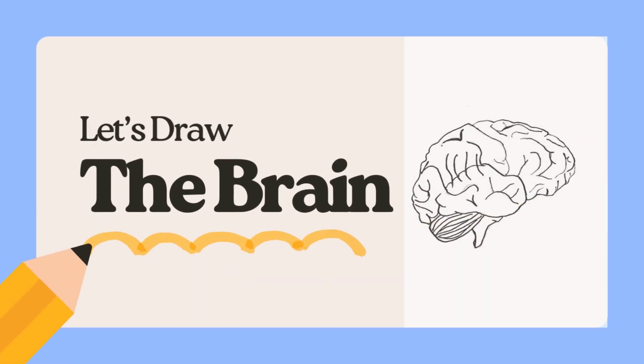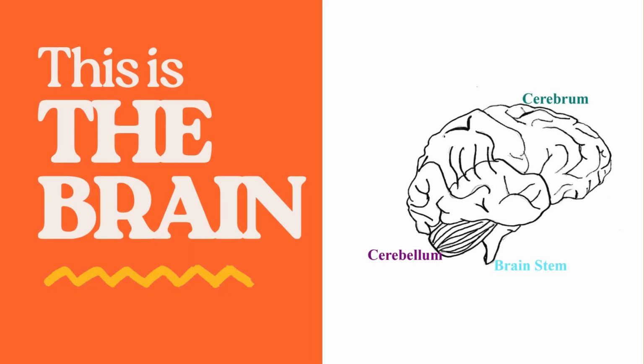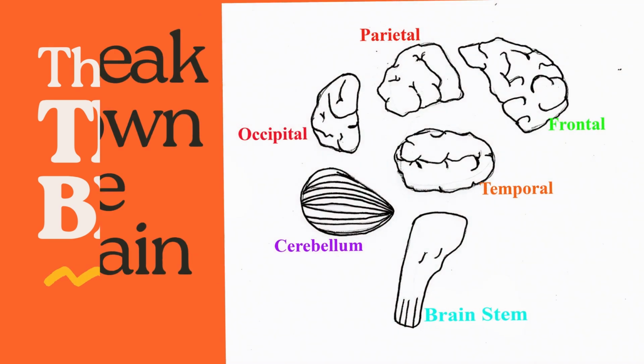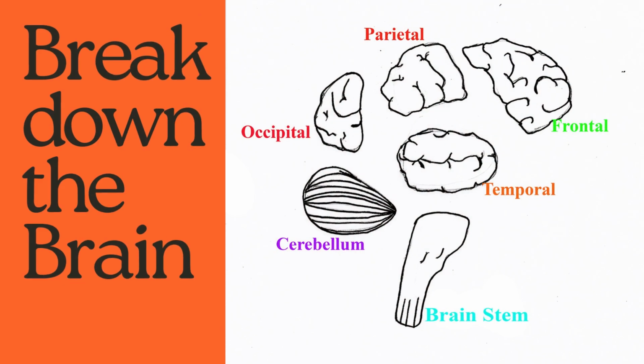Got a minute? Let's draw the brain. What is the brain? The brain is an organ responsible for our speech, movement, behavior, temperature, and memories. The brain consists of 3 parts: the cerebrum, cerebellum, and brain stem. The cerebrum consists of 4 parts: the frontal lobe, parietal lobe, temporal lobe, and occipital lobe. Now let's draw each part.